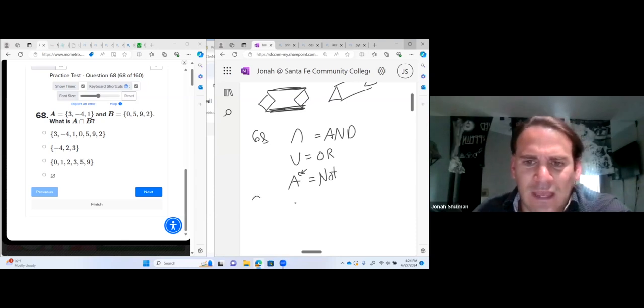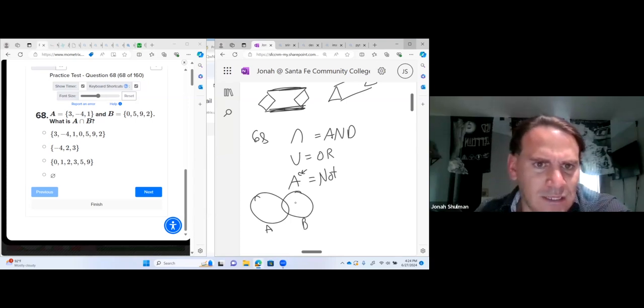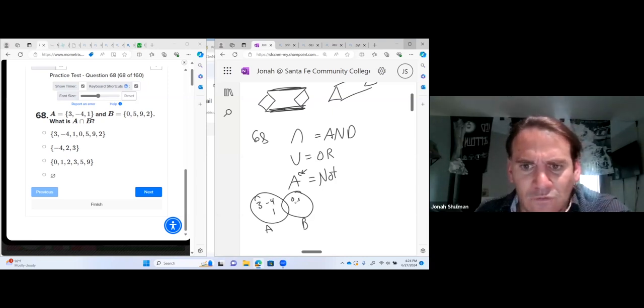So if I have A, and here's a Venn diagram. Here's A, here's B, and in the middle is where they match. So A is 3, -4, and 1. B is 0, 5, 9, and 2. Is there any single thing that matches? Is there anything that matches? Now, if it was A or B, it'd be all of them, right?